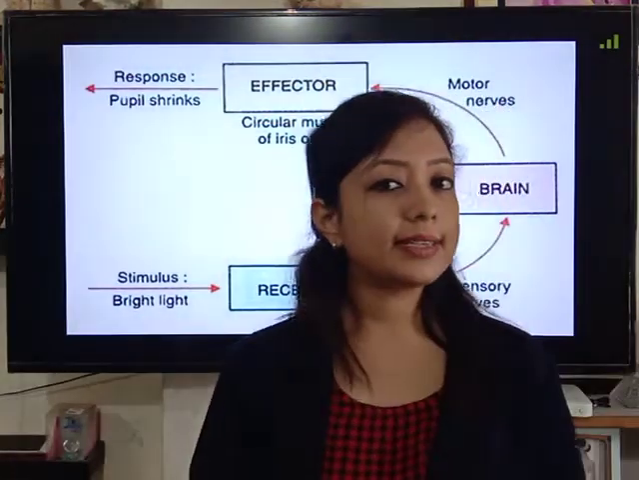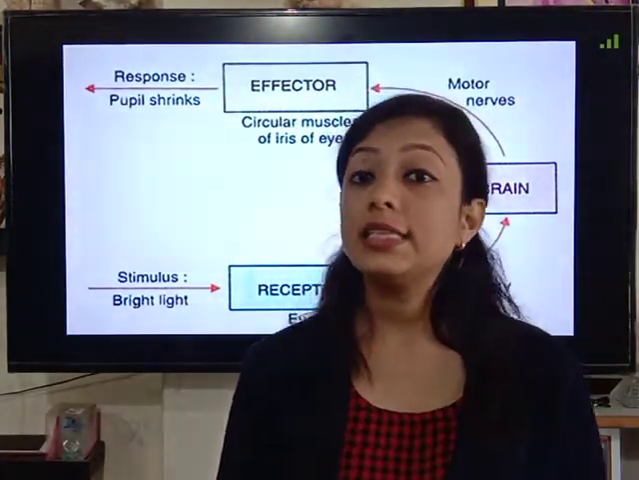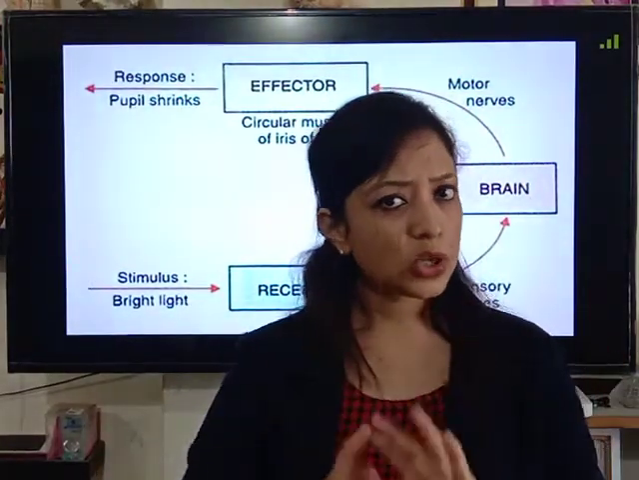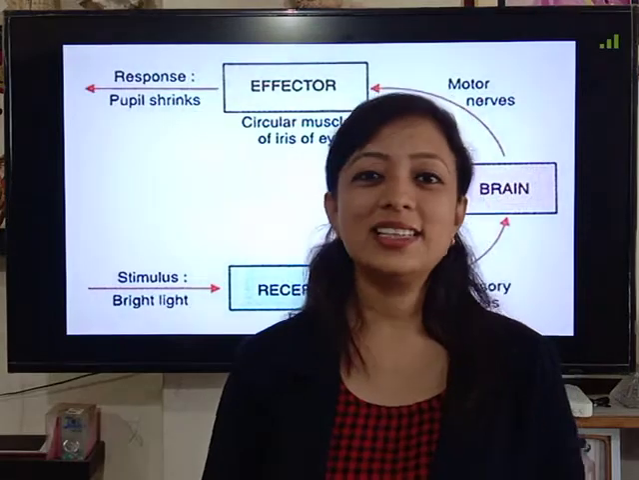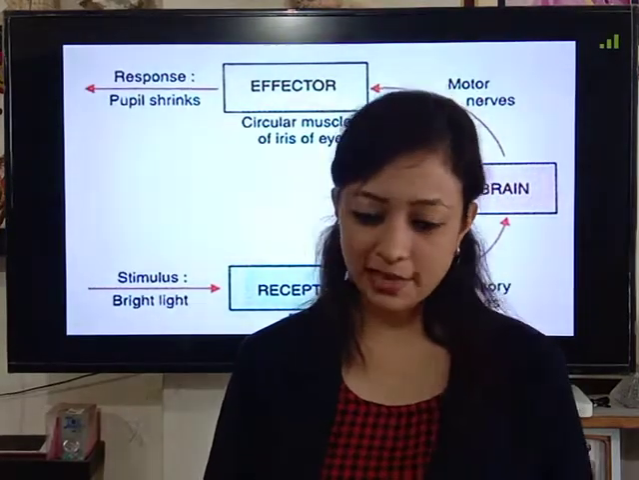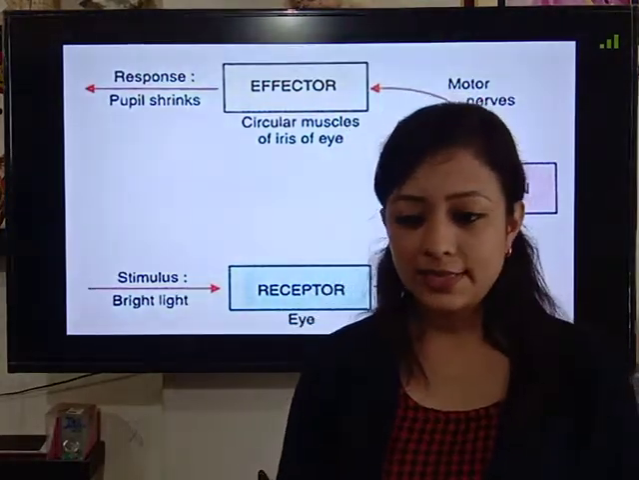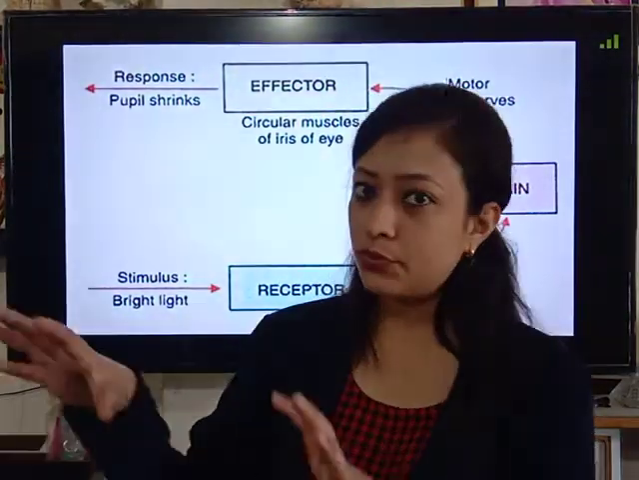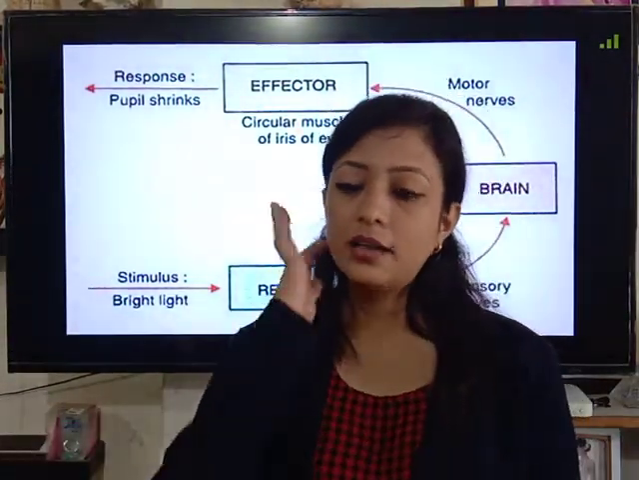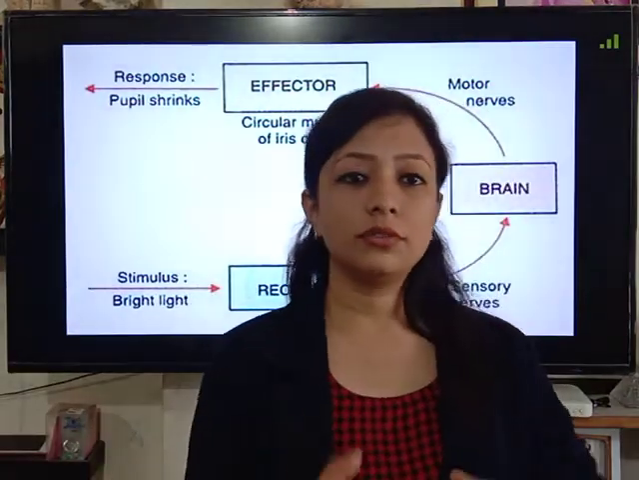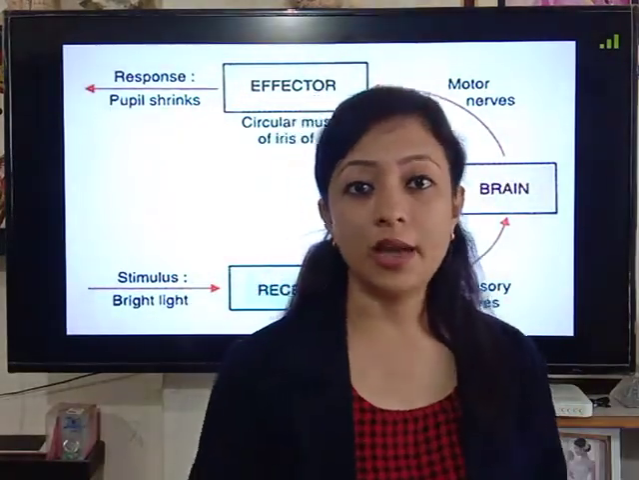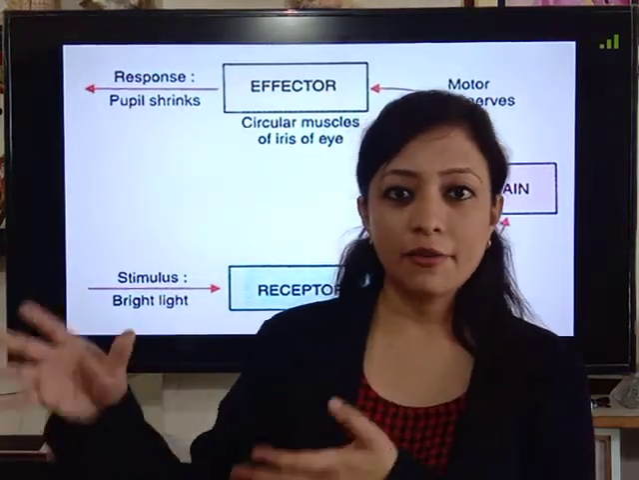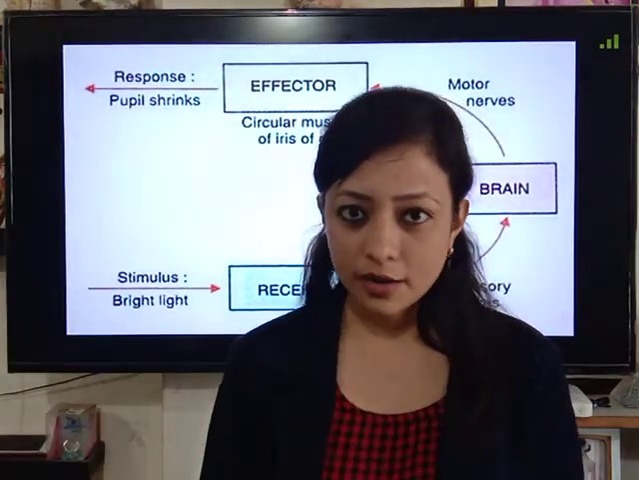Now children, third example I'll give you, that is the cerebrospinal reflexes, where both the parts of CNS are involved, that is brain and spinal cord. So let us see what example is that. For example, you are walking on the street and accidentally you see that the dog is running behind you. What will you do? You will start running away from that dog.